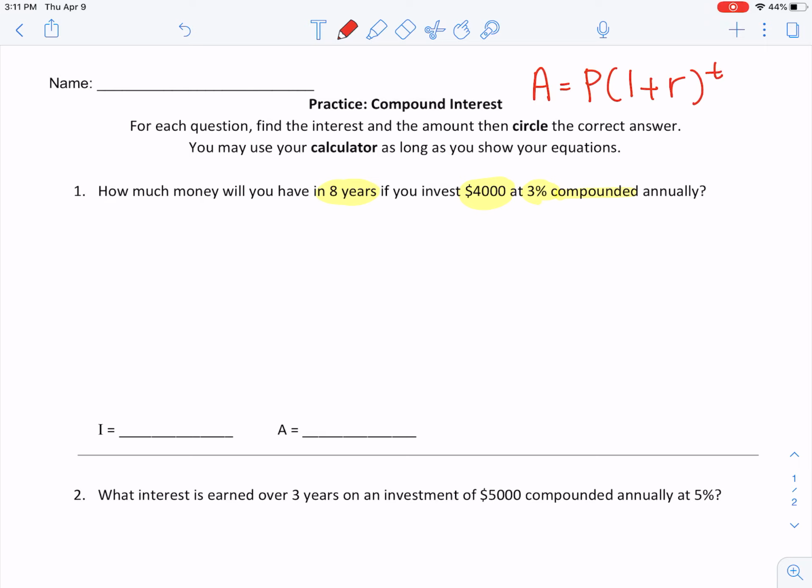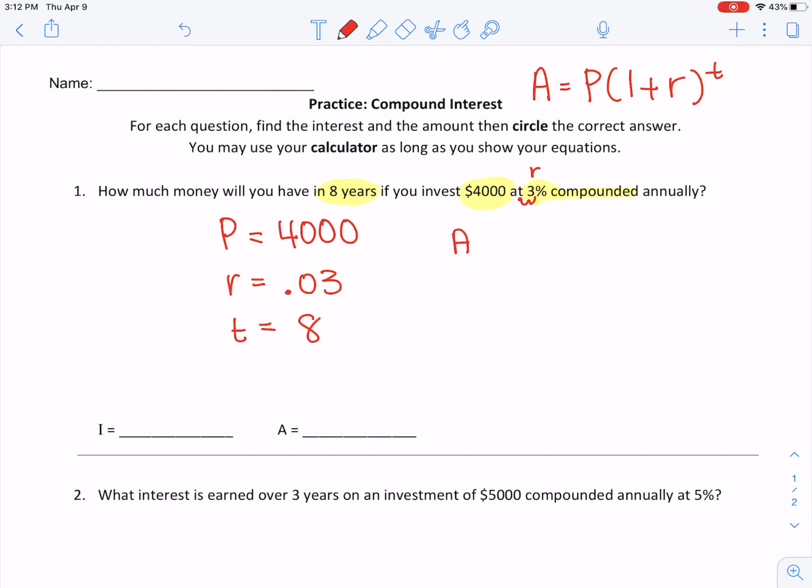All right, so now we need to figure out what P is. P is going to be the $4,000, the principal, the money that you start out with. The R is the rate, and the rate is always that percent, but it needs to be converted into a decimal. So if you roll that to the left 2 times, we know it's going to be 0.03, not 0.3. That would be 30%. And then T would be the time in years, and it said that it was going to be invested for 8 years. So we have all of our information, but we need to plug it in.